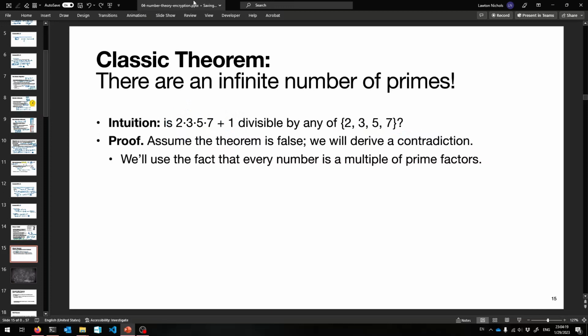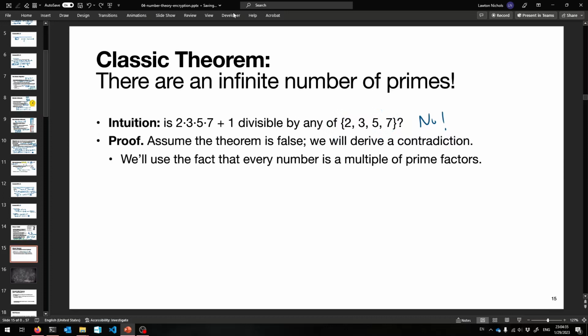And the answer is no, right? Because if you do division, there's always 1 left over. I added 1. So it doesn't go in cleanly if you divide by any of these individual numbers, all right? That's going to be the trick to this proof. That kind of idea, all right?